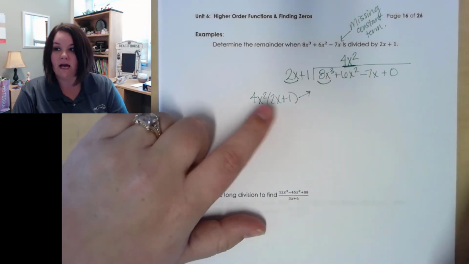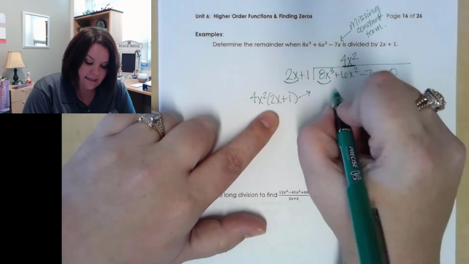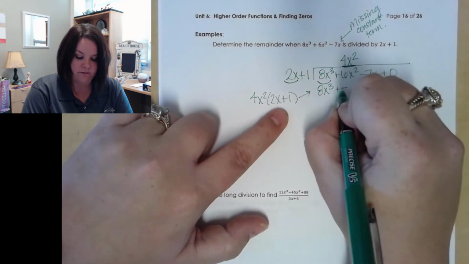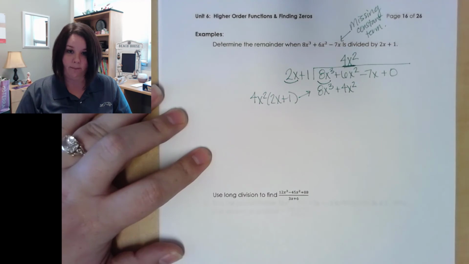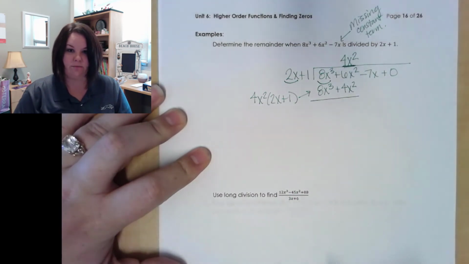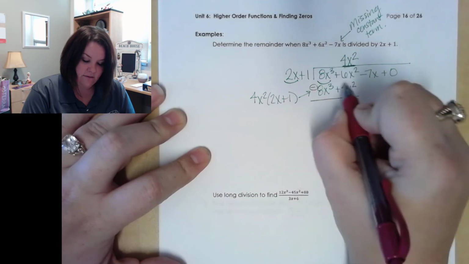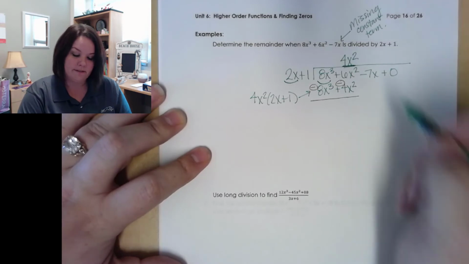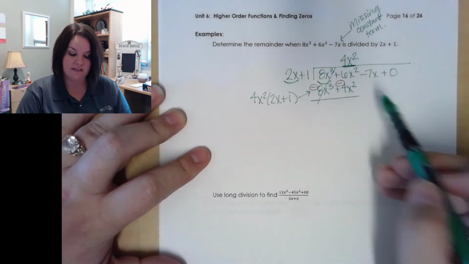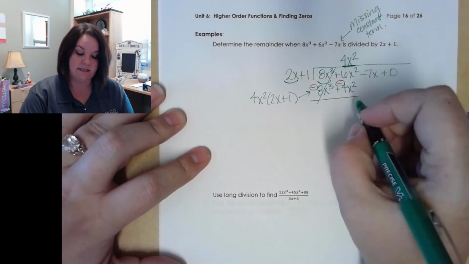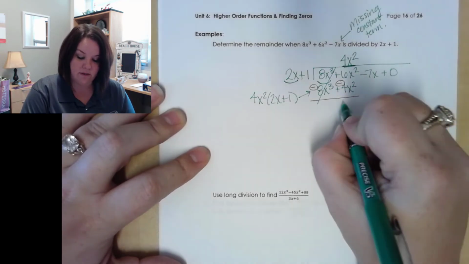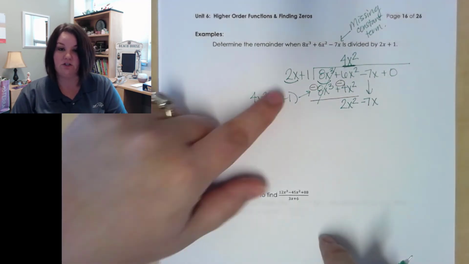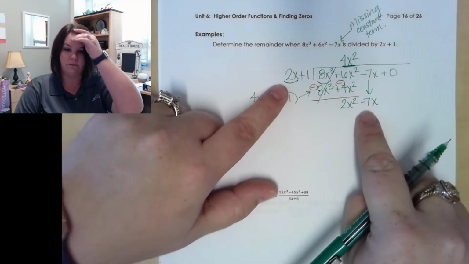So 4x squared times 2x gives me 8x cubed that I wanted, right? 4x squared times 1 is a positive 4x squared. And then I draw my line and change my signs. So this one becomes negative, and the second one becomes negative. Now you can see that my leading terms are opposites, so they cancel. And I have 6x squared minus 4x squared, which leaves me with 2x squared. And I can't have just one term if my divisor has two terms, so I bring down that next term.